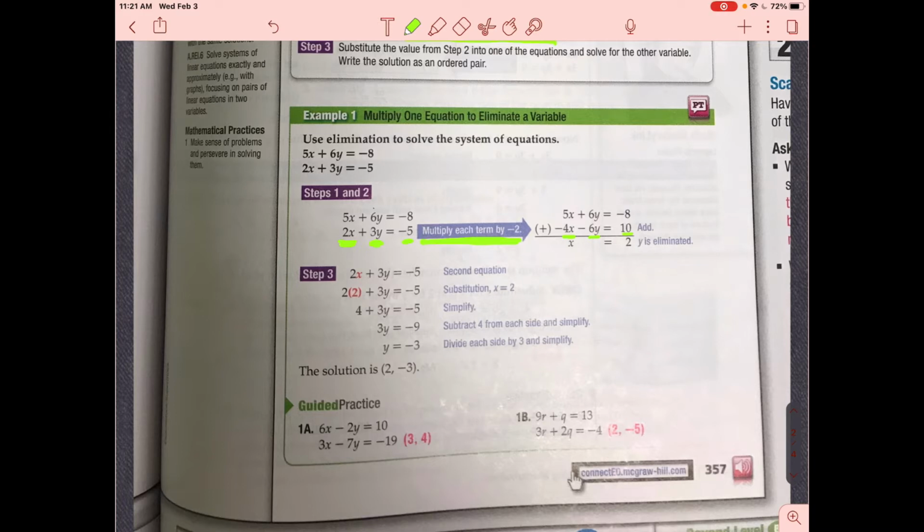And notice that 5x plus negative 4x gives us a positive x. Great, just x. And then 6y and negative 6y cancels. And then negative 8 plus 10 gives us 2. So we actually got to x equals 2 all in one step without even having to finish solving it. That's cool. So we're going to take that x equals 2 and plug it into one of the equations, either one, it doesn't matter, and then solve for y equals negative 3.